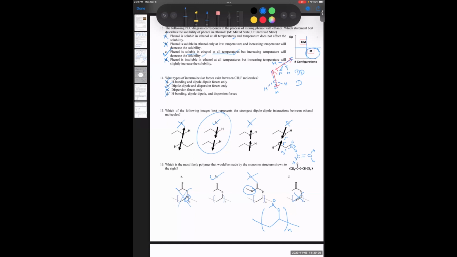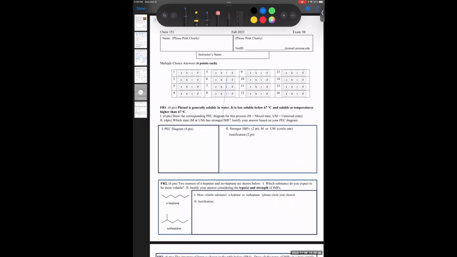All right, let's move on to the free response part of the exam, not the multiple choice. We just did the multiple choice. FR1: phenol is generally soluble in water. What does it tell us?